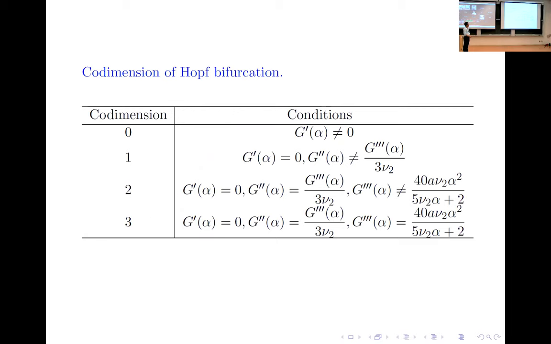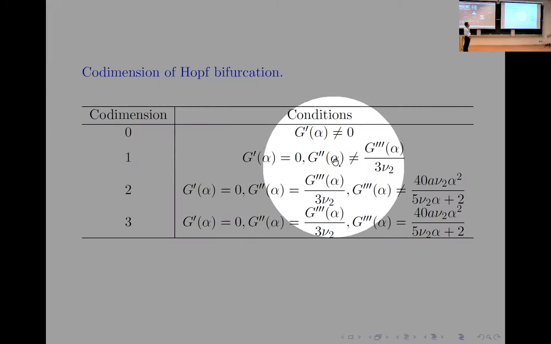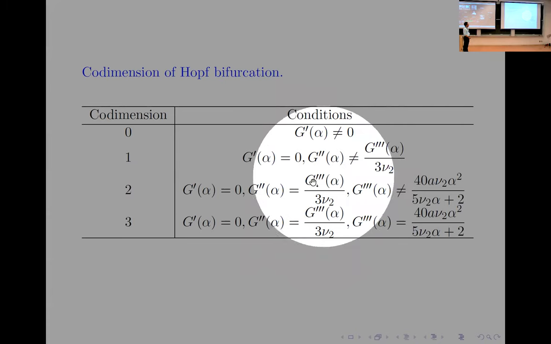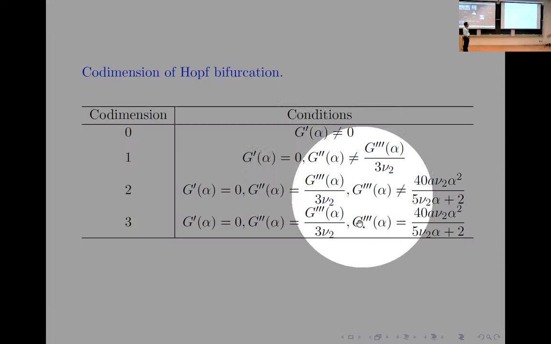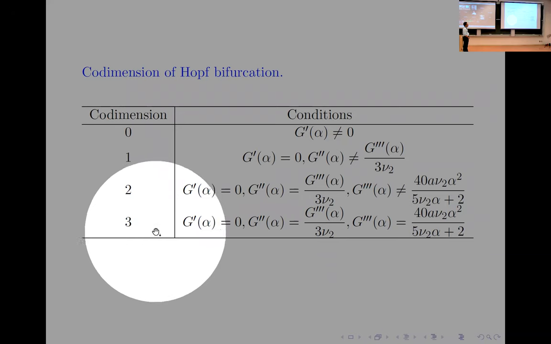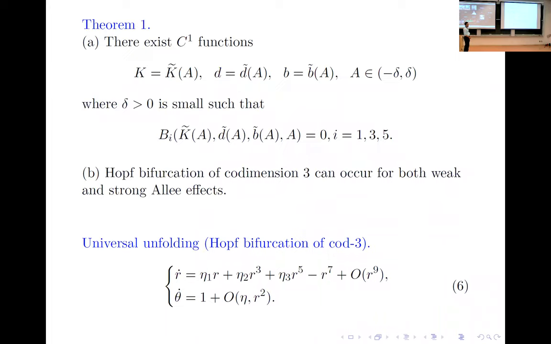So if we have a pair of imaginary roots, and here the first Lyapunov coefficient is not zero. Okay. So if the first Lyapunov coefficient is equal to zero, but B3 is not zero, we have the Hopf bifurcation of codimension 2. And then we have the bifurcation of codimension 3. So this is the theorem.